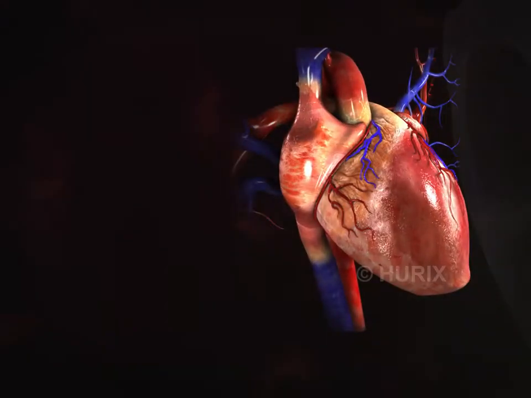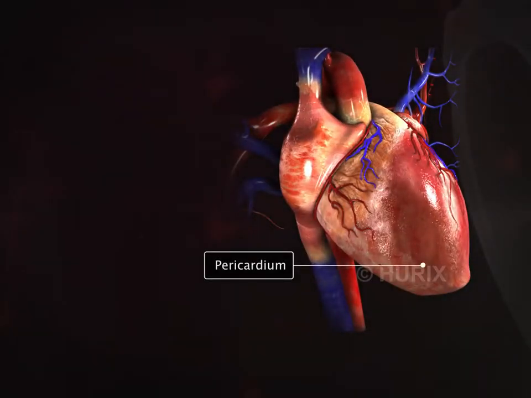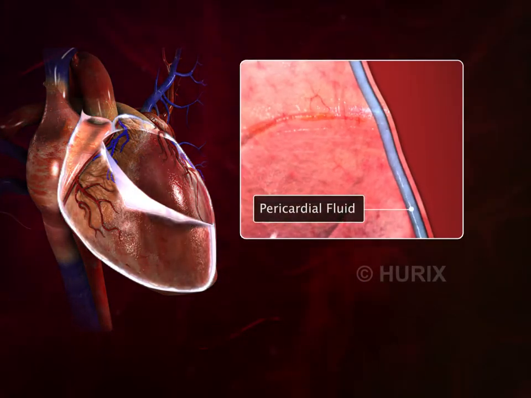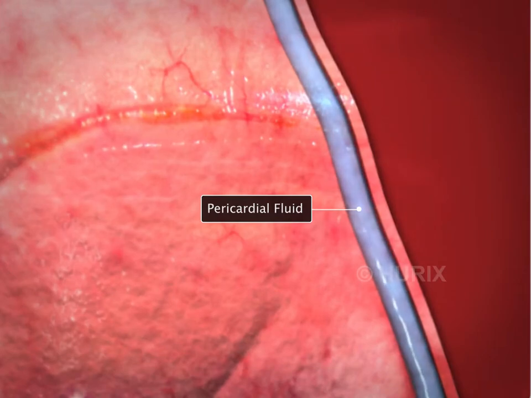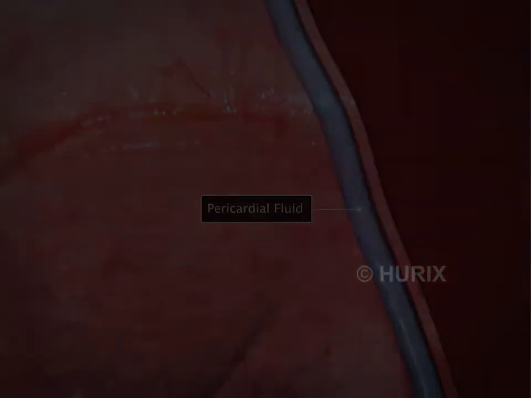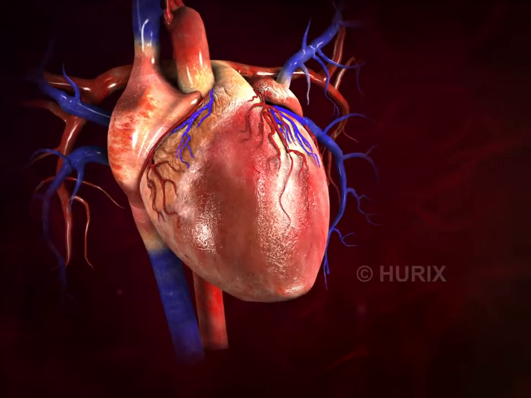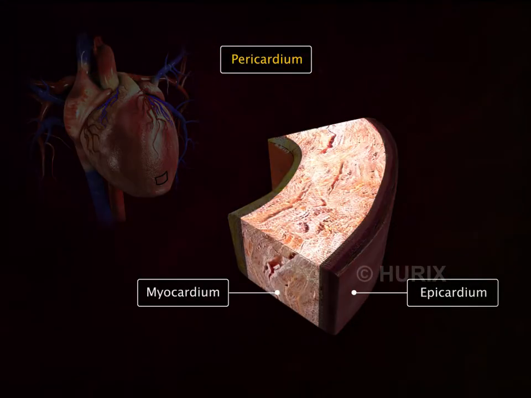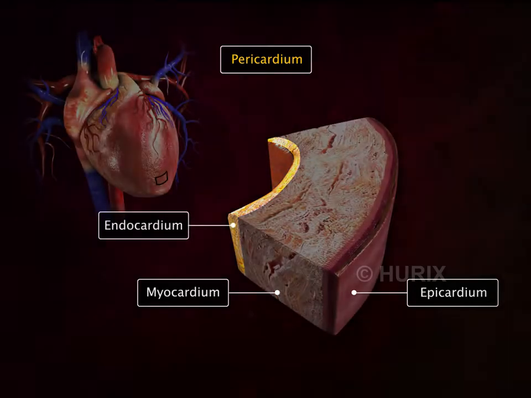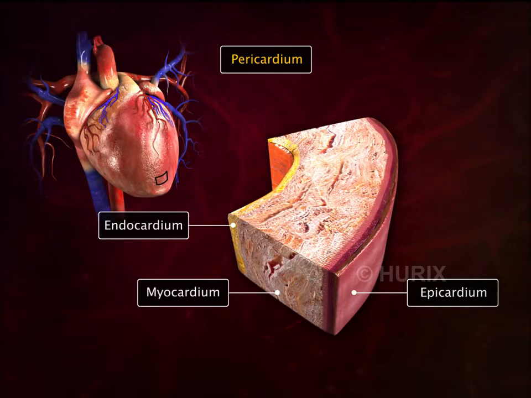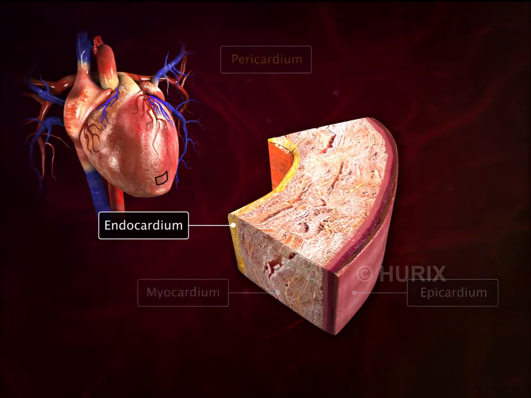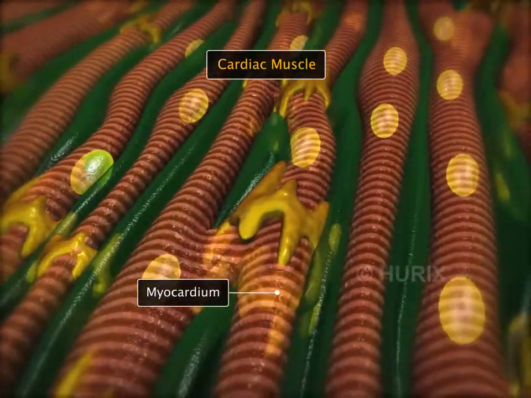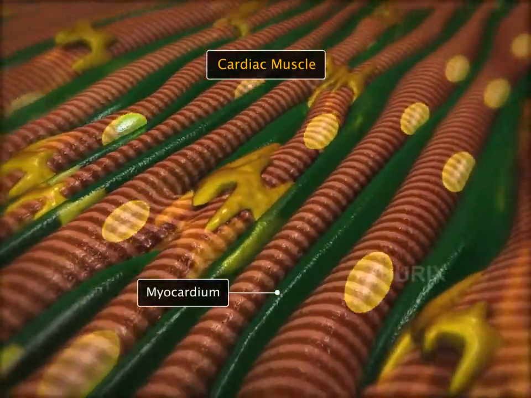The outermost covering of the heart is the pericardium. The pericardium is a double-walled membrane. The pericardial fluid flows between the two walls. The pericardium is followed by the epicardium, myocardium, and endocardium. Together, they constitute the wall of the heart. Myocardium, the muscular layer, is made up of involuntary, striated cardiac muscle fibers found only in the heart.